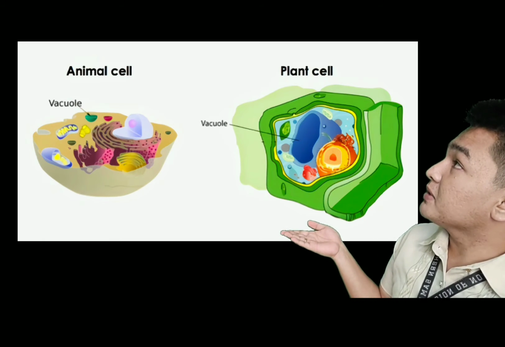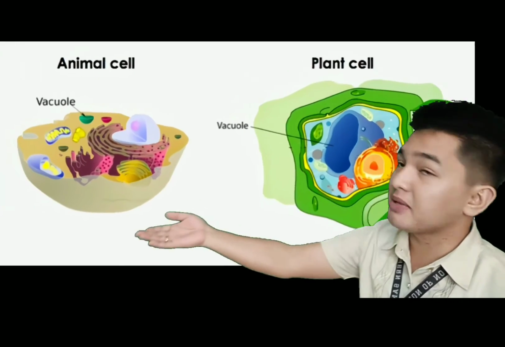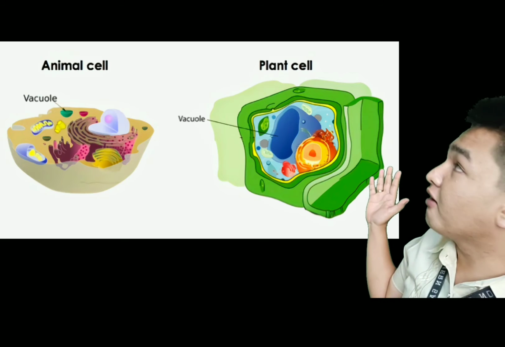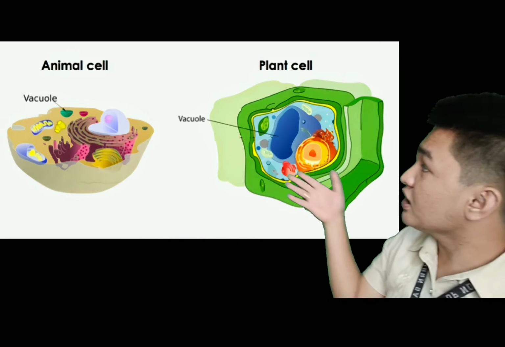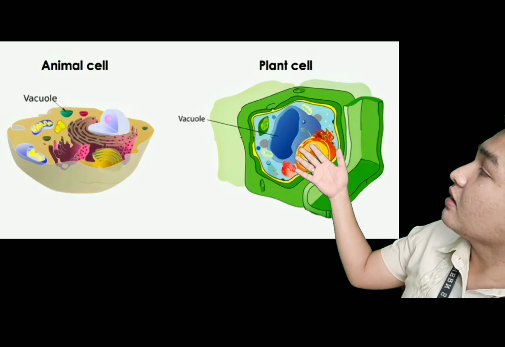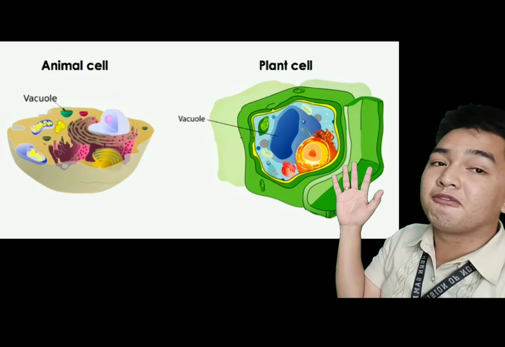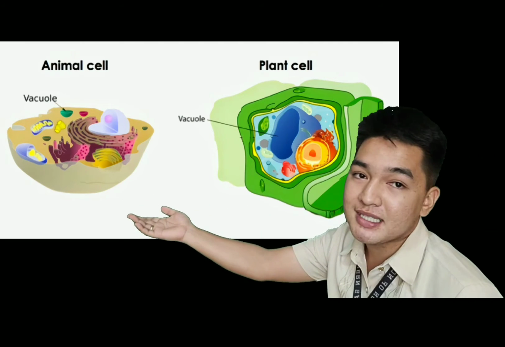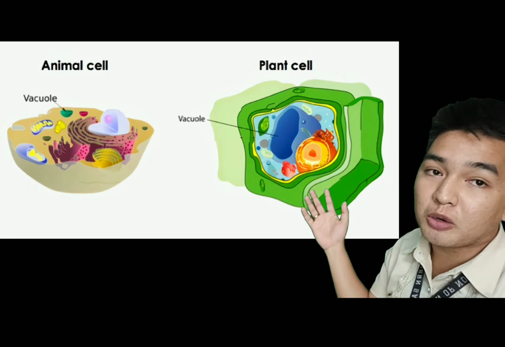Here is the diagram that shows the structure of the plant cell and the animal cell. As you can see, you can immediately notice that the vacuole of the plant cell is much bigger than the vacuole of the animal cell. And also plant cells do have a cell wall and chloroplast.